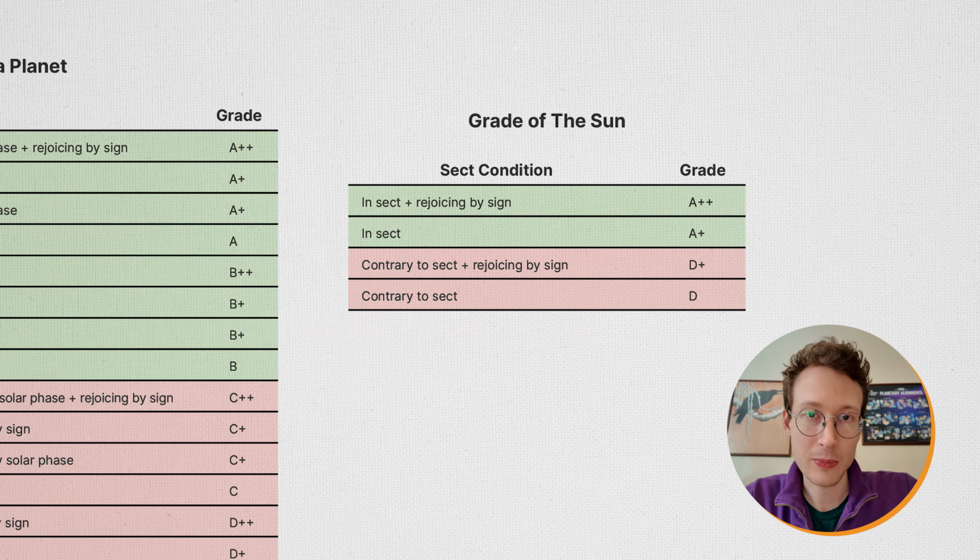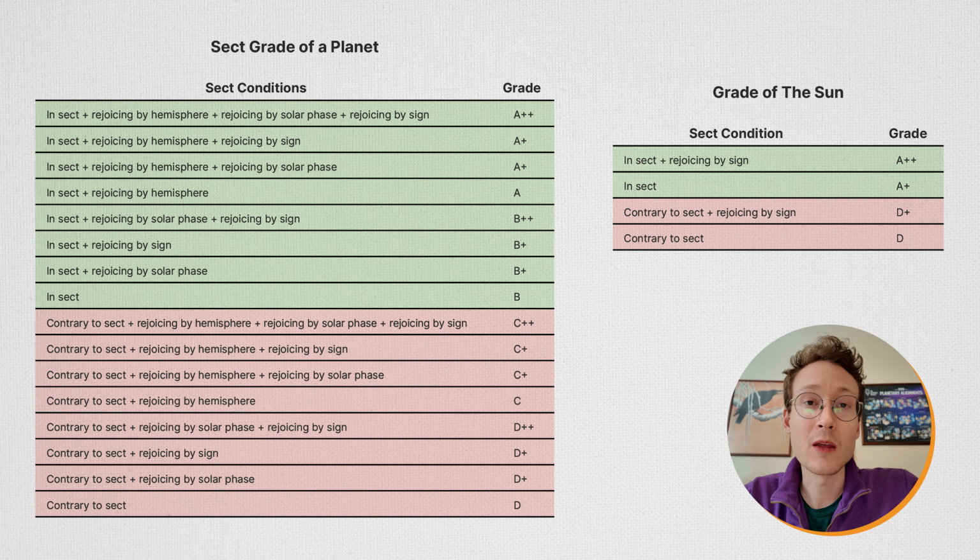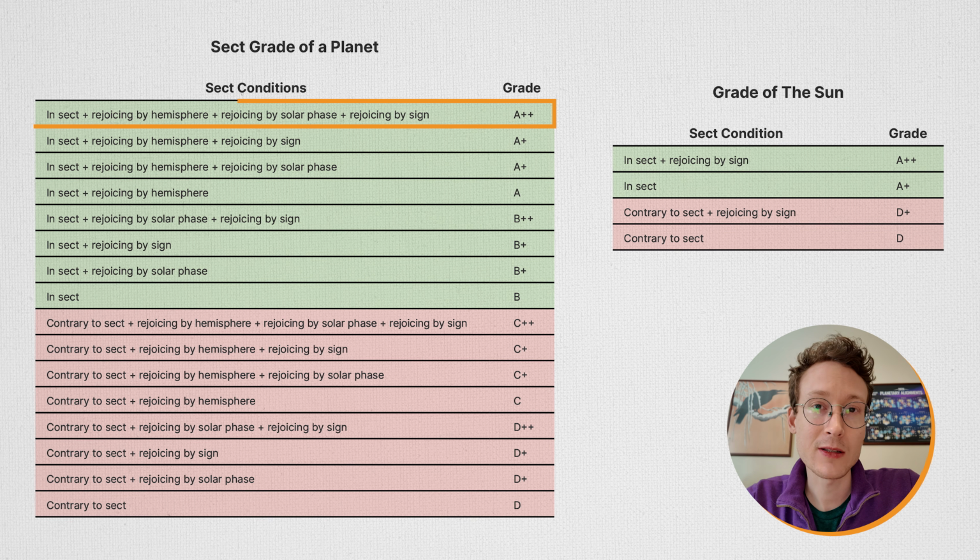Then we can move on to the other planets. That's anything but the sun, of course. The best condition it could possibly be in would be to be in sect, rejoicing by hemisphere, solar phase, and sign. For example, Jupiter in a day chart, in morning phase, above the horizon, and in the masculine sign of Aries. That would receive a grade A++.